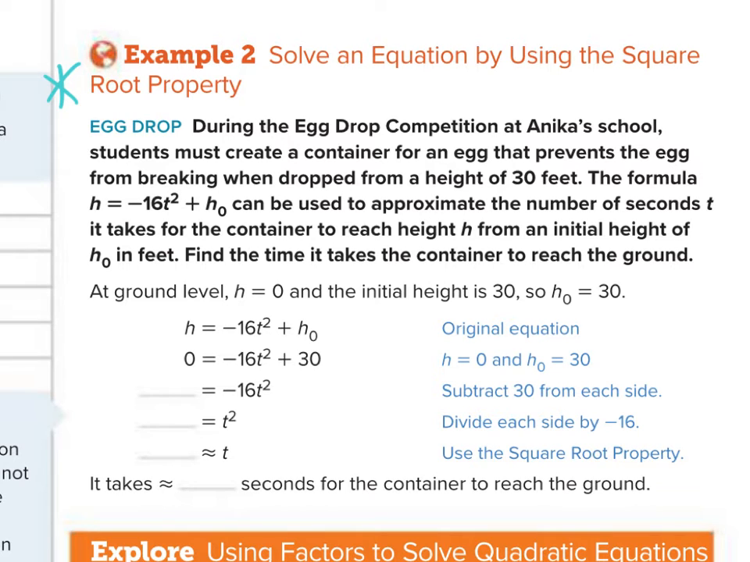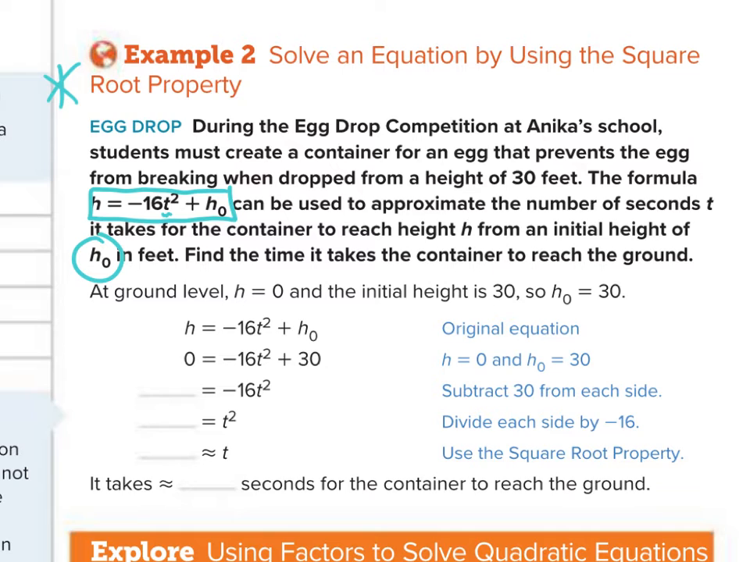The formula, so here's where it looks complicated, can be used to approximate the number of seconds, t, so our t is right here, it takes for the container to reach a height h from an initial height of h0. Okay, so that's just saying the beginning where it starts. That is not an exponent, okay? That's what looks confusing. So find the time it takes the container to reach the ground.